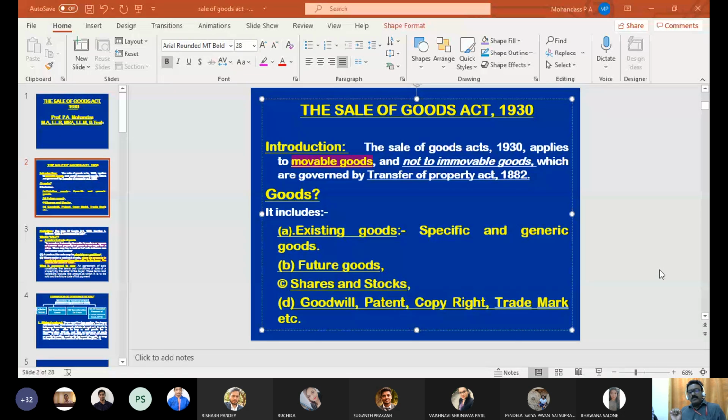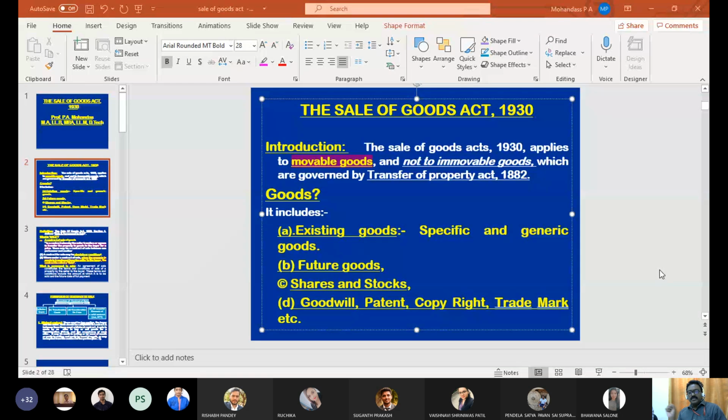Suppose tomorrow when you go and book a Maruti car from a Maruti showroom, you sign a sale of goods contract. Practically, it is a movable goods contract because when you book the car, you are getting into the sale contract. The sale agreement, when you sign it, if it has all the 10 essential elements, becomes a sale contract.